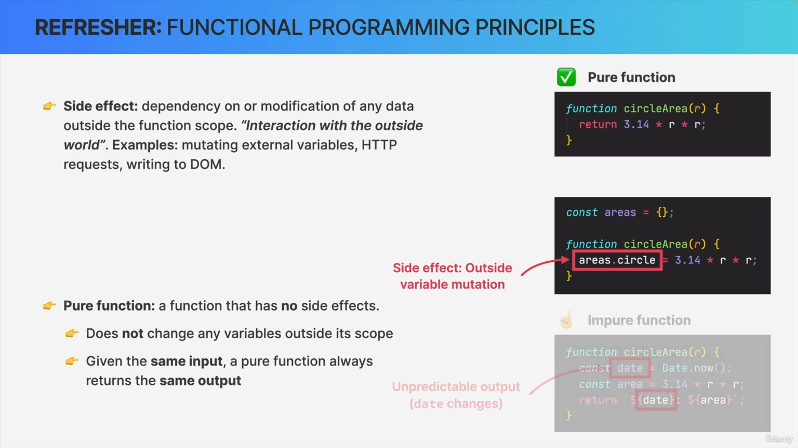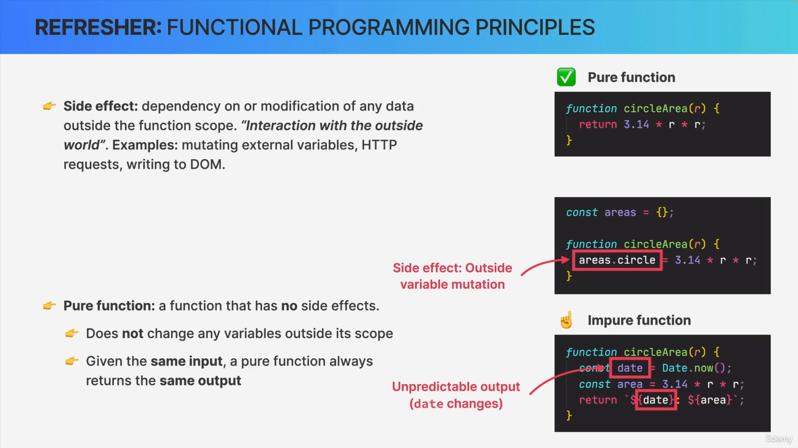This other function right here, on the other hand, is completely unpredictable, because it returns a string that contains a date, and that date changes every second. So in this case, even if we give the function the same input, the output will always be different, because the date will always be different, and therefore this is an impure function. And the same is true for the second function. So notice how this function mutates an outside variable, which of course makes this function impure as well.